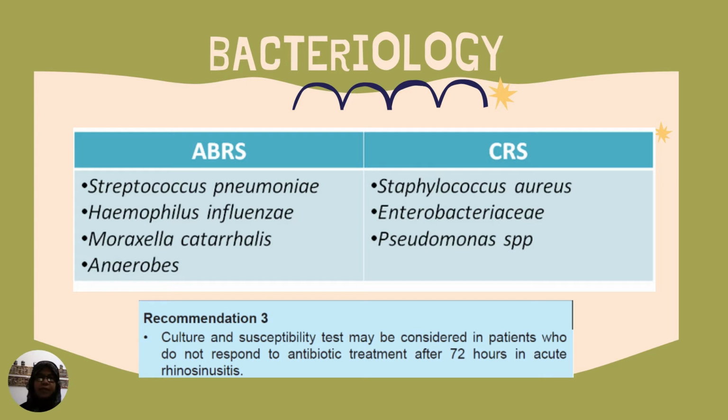In acute rhinosinusitis, commonly it is viral. If they fulfill the criteria, then only we diagnose acute bacterial rhinosinusitis. The commonest bacteria would be Streptococcus pneumoniae and Haemophilus influenzae. Moraxella catarrhalis is common in children, not very much in adults. Anaerobes in cases where the sinusitis is secondary to dental origin. Chronic rhinosinusitis, on the other hand, is caused by Staph aureus, Enterobacter, and also Pseudomonas.